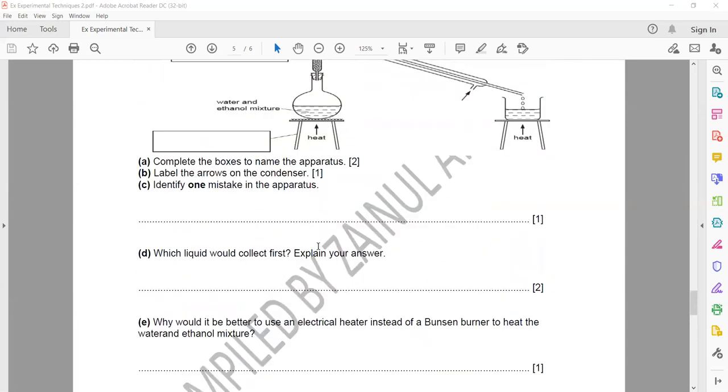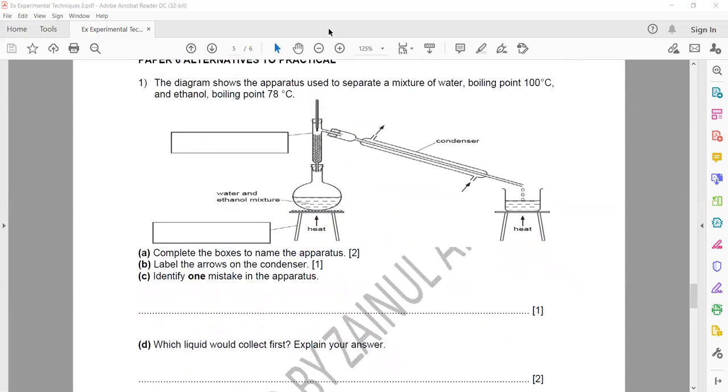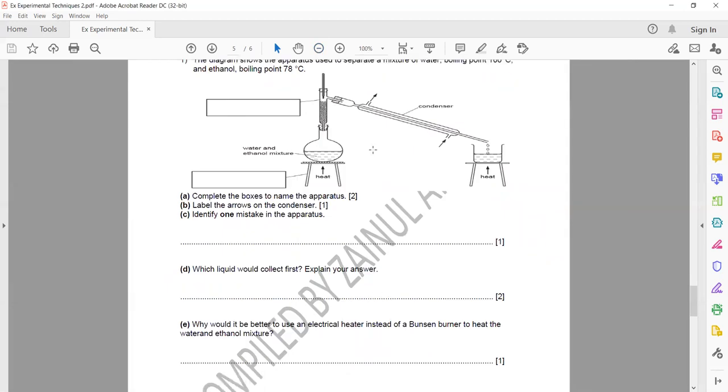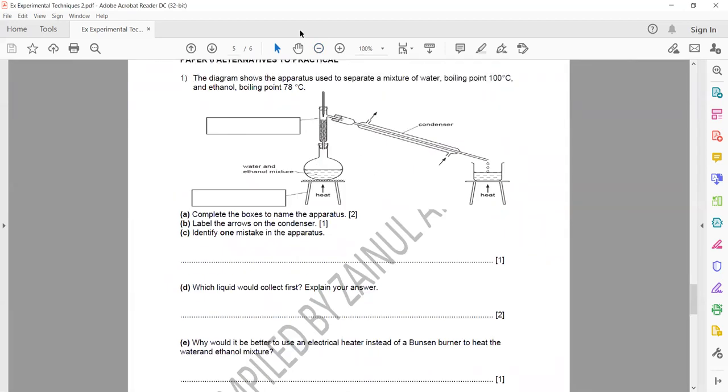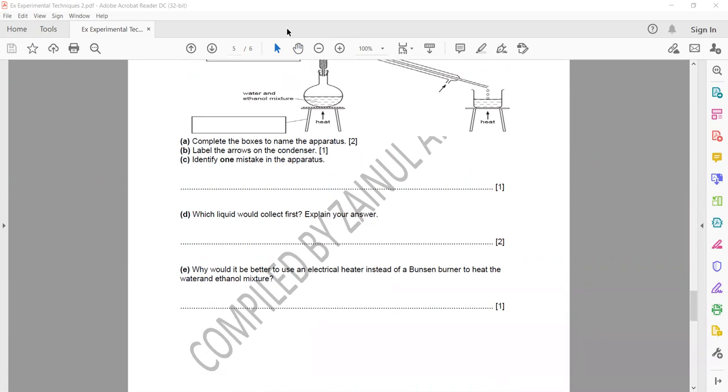Which liquid would collect first? So which liquid do we collect first, and explain your answer. So we have alcohol, which is ethanol, and we have water. So ethanol will collect first, and what is the reason? Because it has a low boiling point. So it has a low boiling point, it will vaporize first.